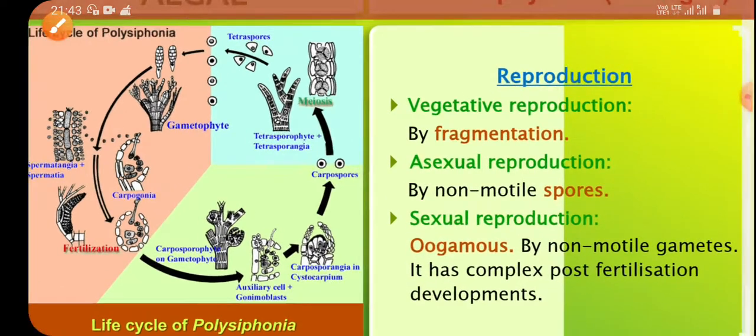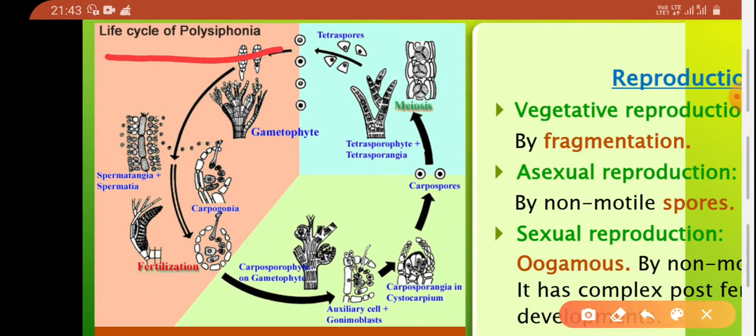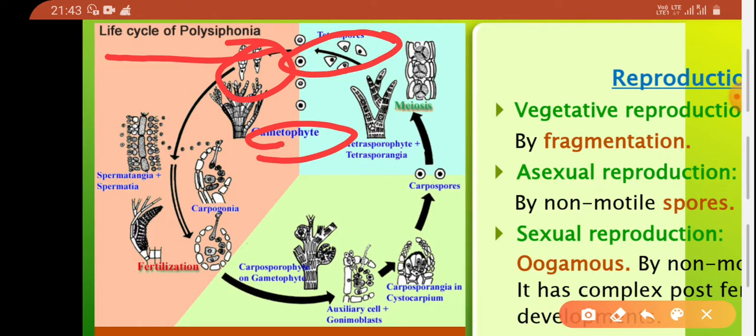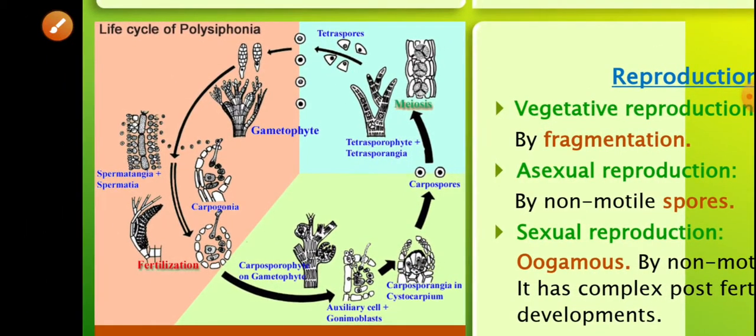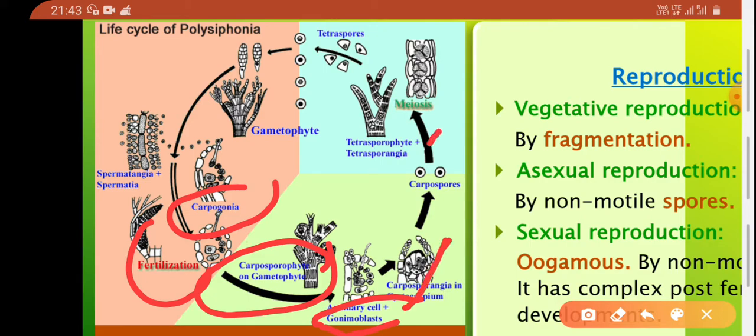This is the life cycle of Polysiphonia. This is tetraspore. This is gametophyte. From this spermatia will come, and this carpogonia, where fertilization takes place. From fertilization, again the auxiliary cell will change, and a number of changes will come, and through meiosis finally a new organism develops.